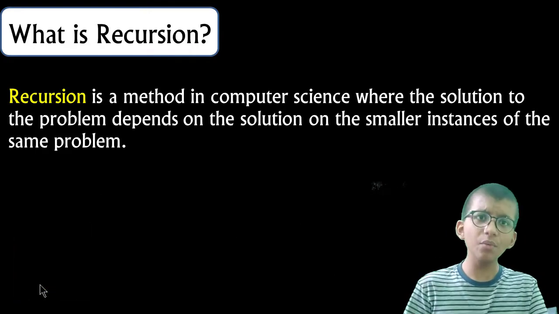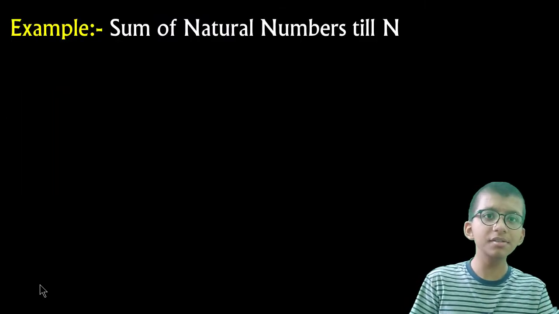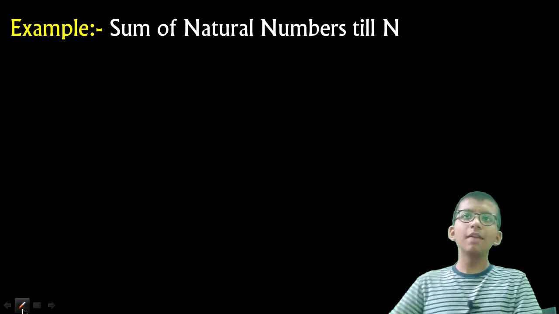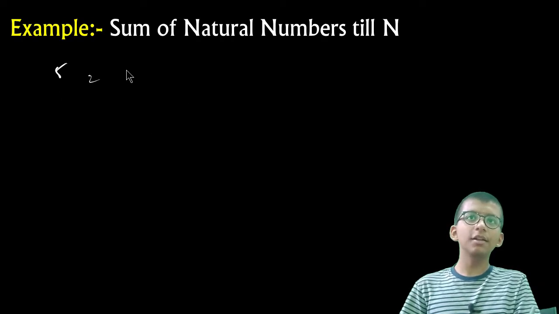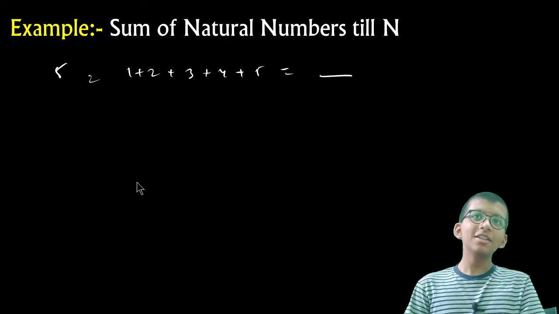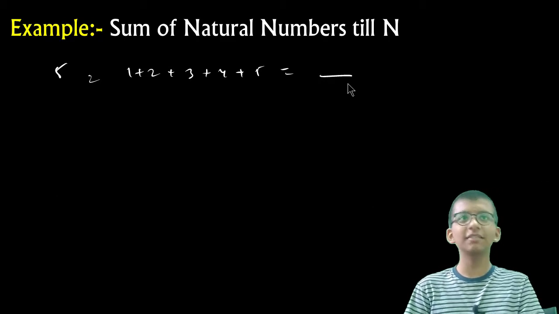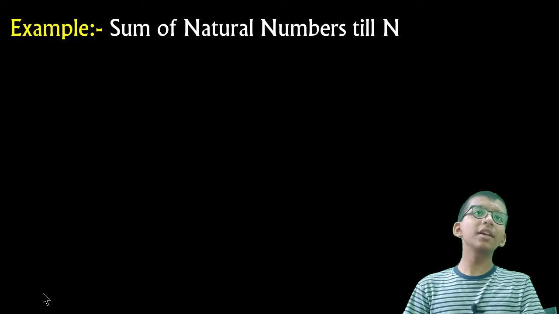In this video we'll again solve one problem, which is the sum of natural numbers till n. We have to take input from the user, let's say 5, and compute 1 plus 2 plus 3 plus 4 plus 5. Let's do the addition: 3 plus 2 is 5, 6 plus 4 is 10, and it's 15. The answer is 15, so the answer should be 15 using recursion.